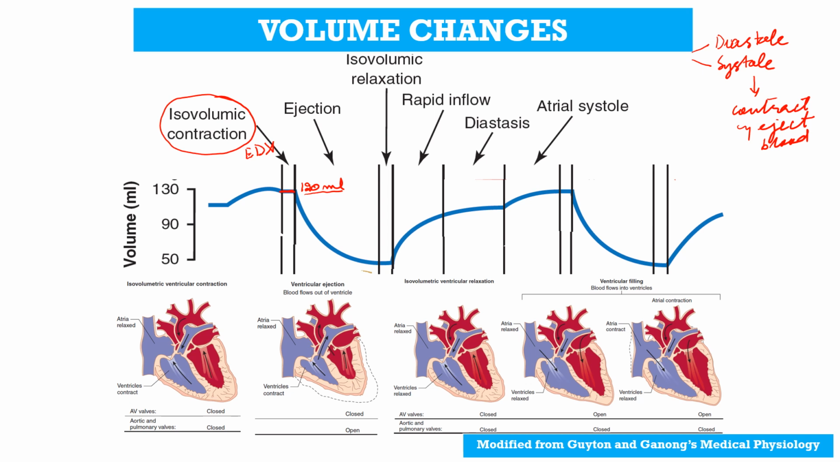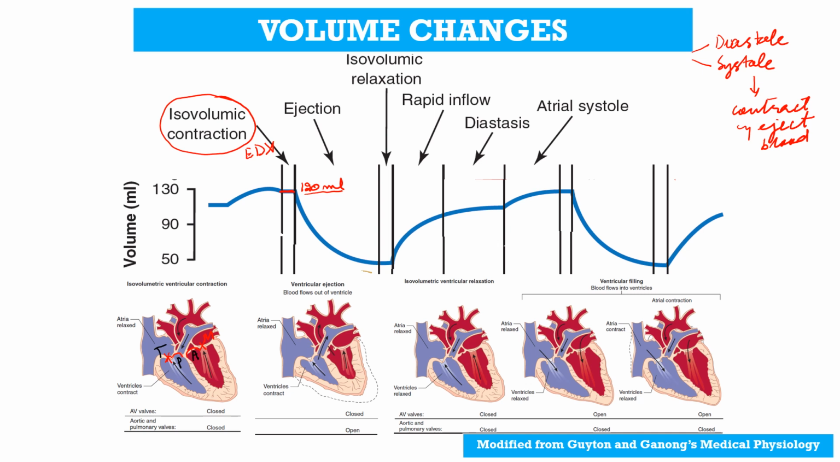In this phase, the volume remains the same as all the four valves are closed. All four valves means mitral, tricuspid, pulmonary, and aortic valve are closed. So after filling, the volume, that is 120 milliliters, remains the same during this isovolumic contraction.